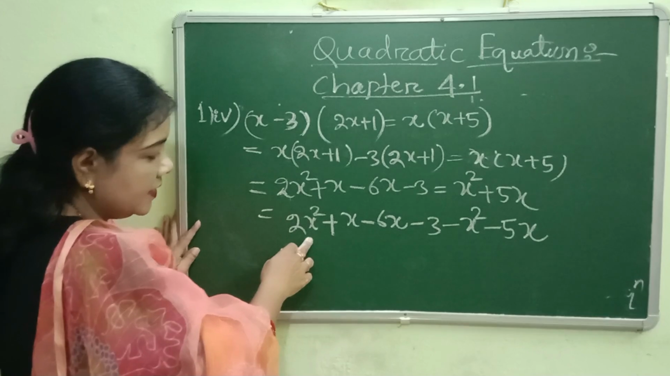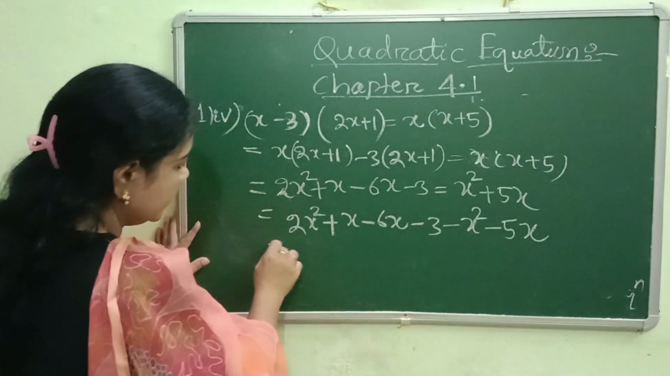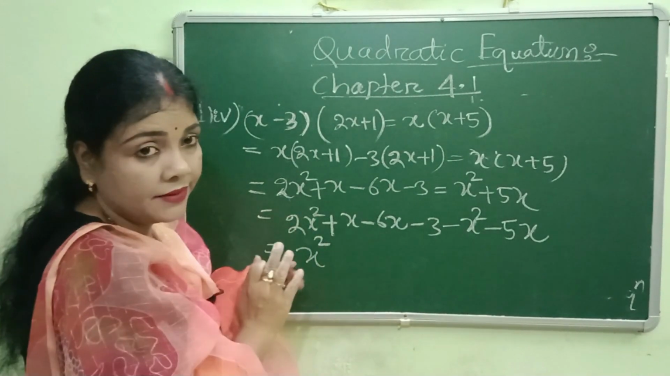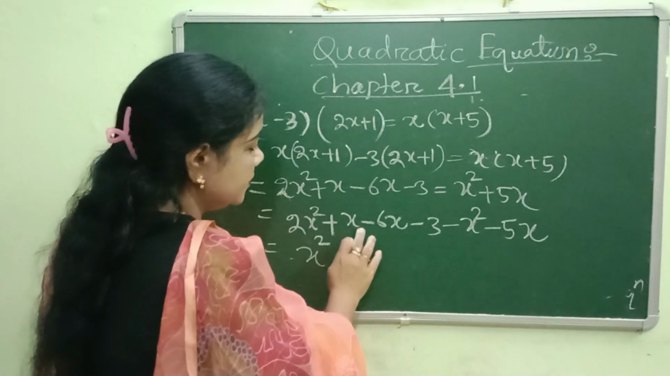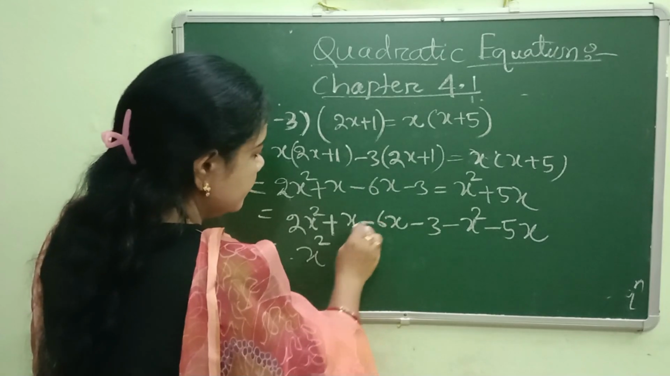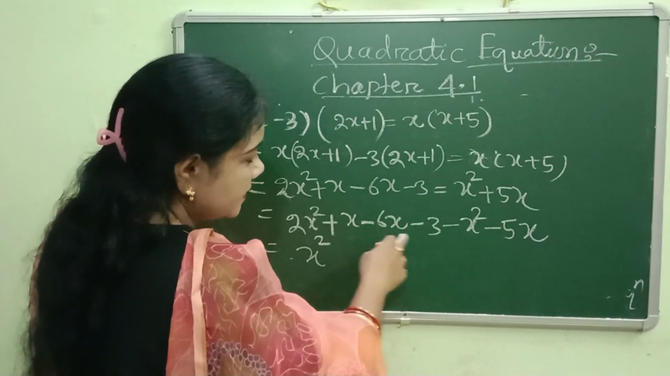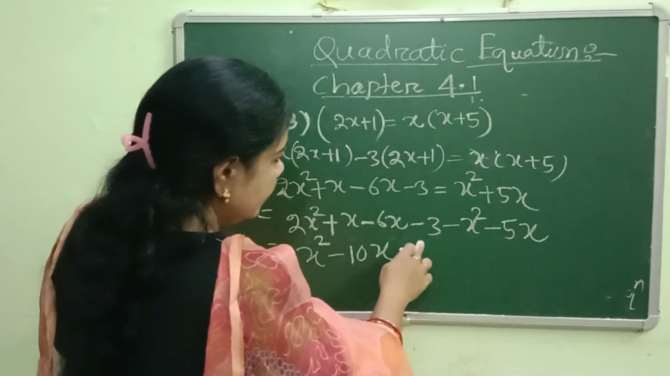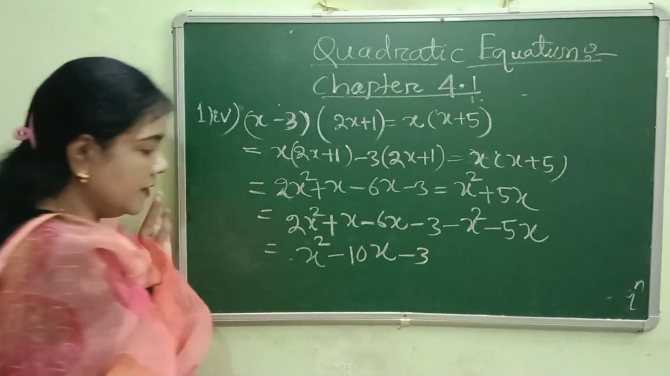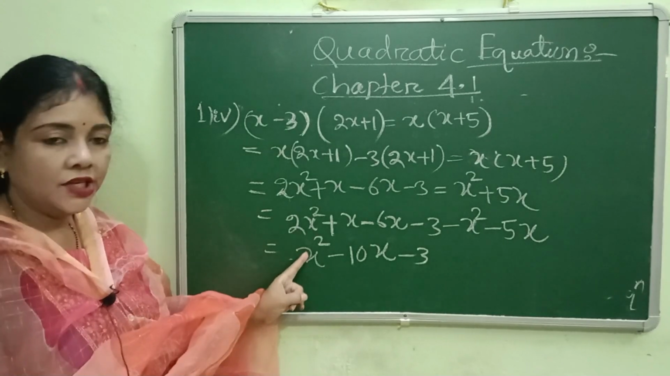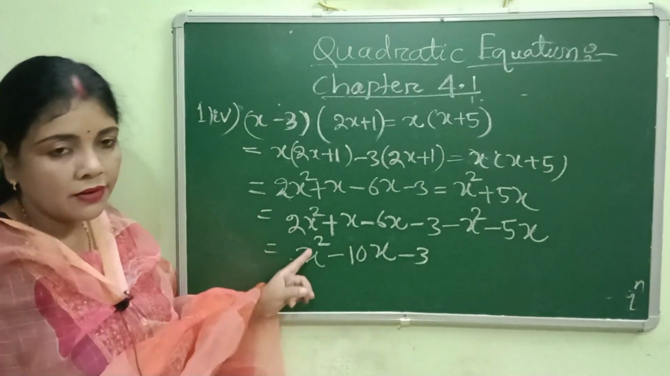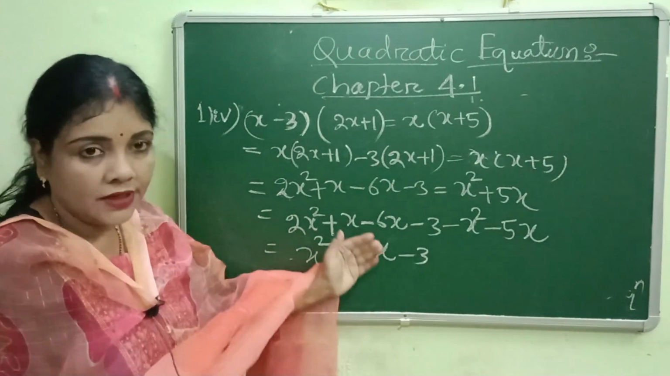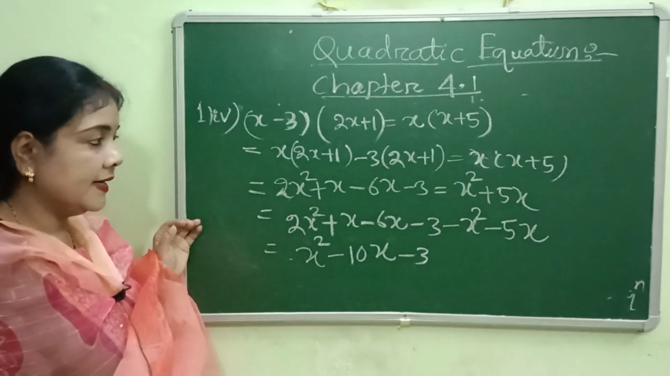Now see here, 2x square minus x square, that is x square we are getting. Obviously we are having an x square term. So let us check the remaining terms: x minus 6x minus 5x, that is minus 10x, and minus 3. Now see, we are having the square term here. That means the power of the polynomial is 2. So this particular equation comes under a quadratic equation.